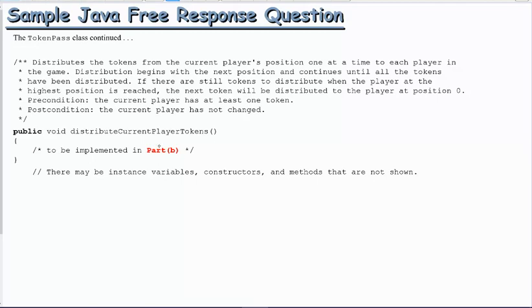And then we have part B of the question, which is to create the distribute current player's tokens method. To distribute the tokens from the current player's position one at a time to each of the players in the game. Distribution begins with the next position and continues until all of the tokens have been distributed. If there are still tokens to distribute when the player at the highest position is reached, the next token will be distributed to the player at position 0.